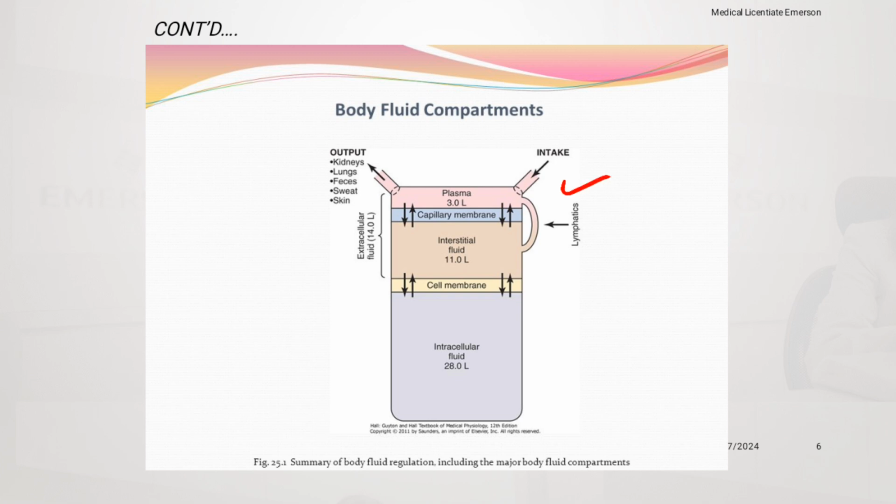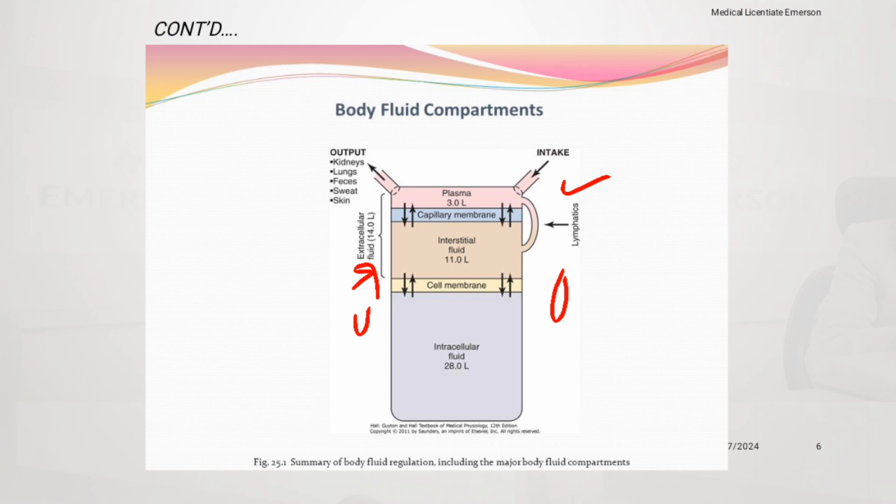We have plasma, which contains about 3 liters. Then, of course, we have the capillary membrane, which connects the plasma and the interstitial fluid, which contains about 11 liters. Then we have the cell membrane, which connects the interstitial fluid with the intracellular fluid. Okay, then outside, between the interstitial fluid and the plasma, is the extracellular fluid, which contains about 14 liters.